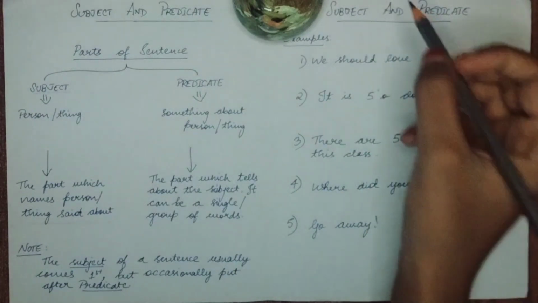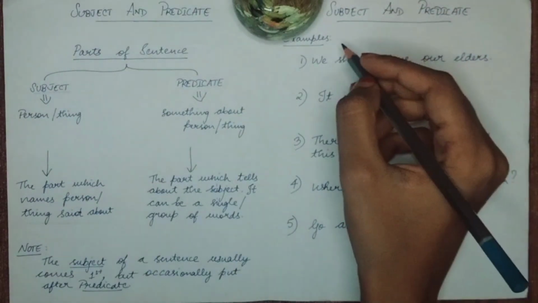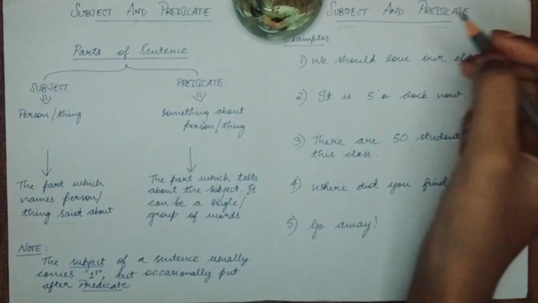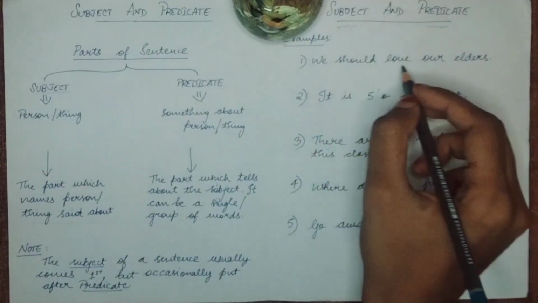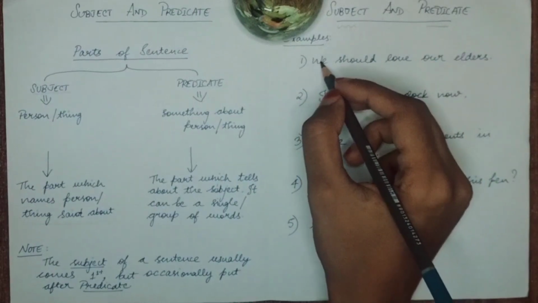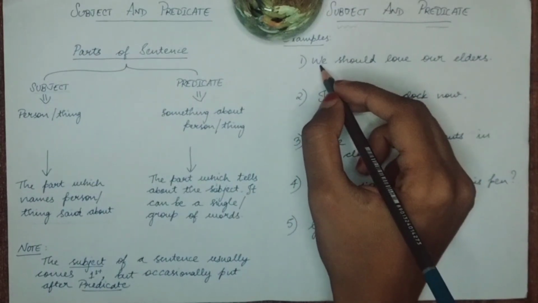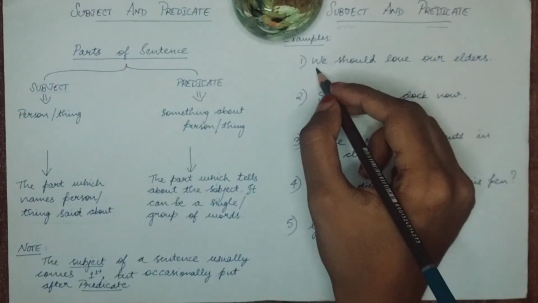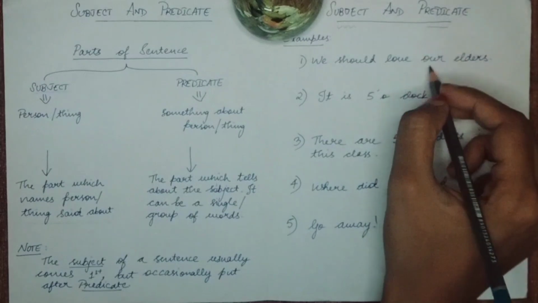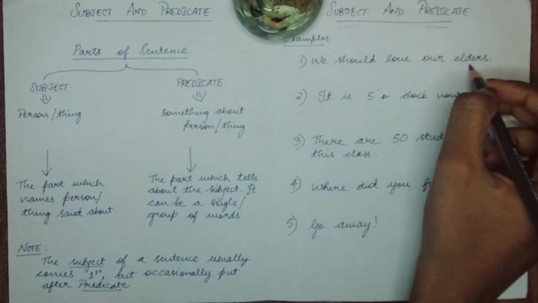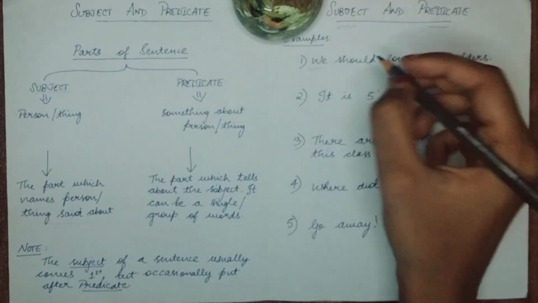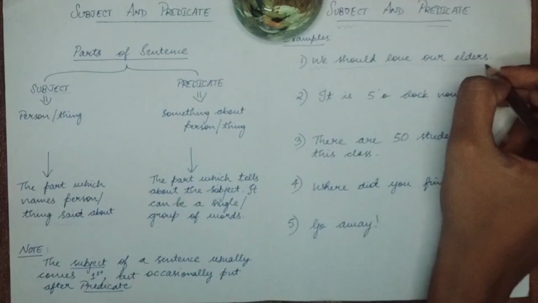So, we have five liners over here, and I will make a curly line on the subject and a straight line for the predicate. Let's look at the first liner. We should love our elders. Here, we denotes the first speaker and a group of people, which is obviously the subject, and the remaining, should love our elders, is the predicate because it talks about this subject, we. So for we, I'll make a curly line. Should love our elders will be a straight line which denotes the predicate.